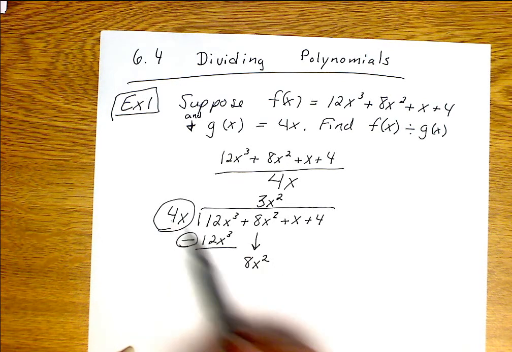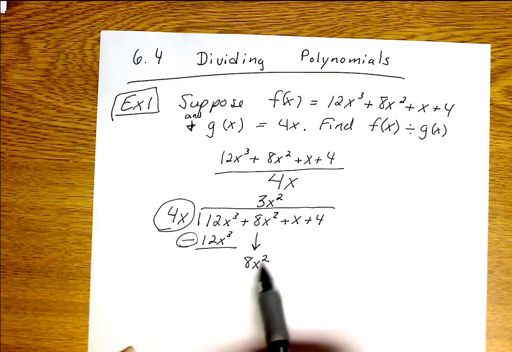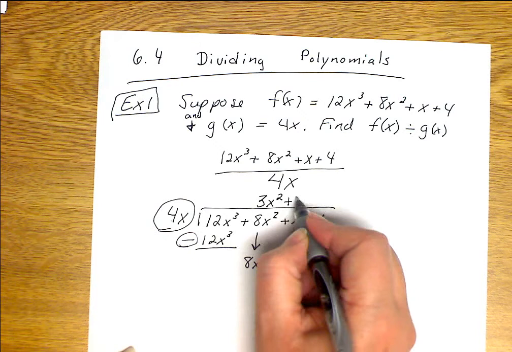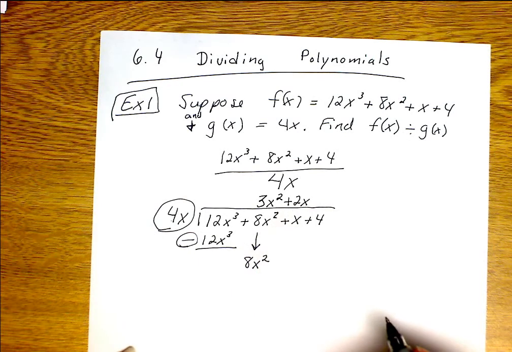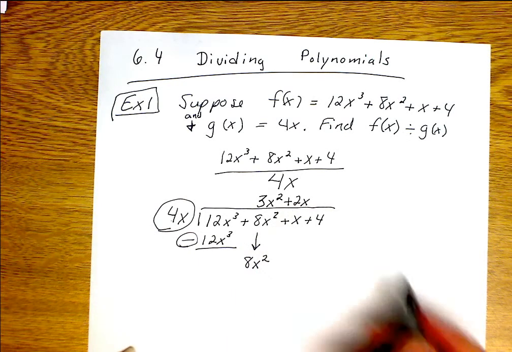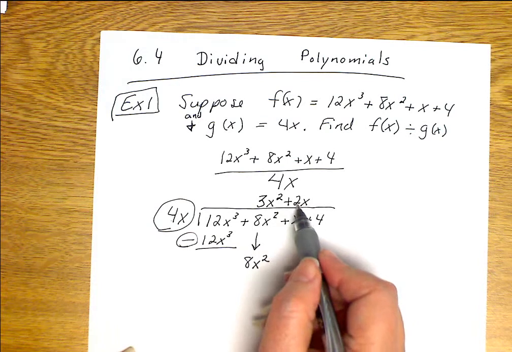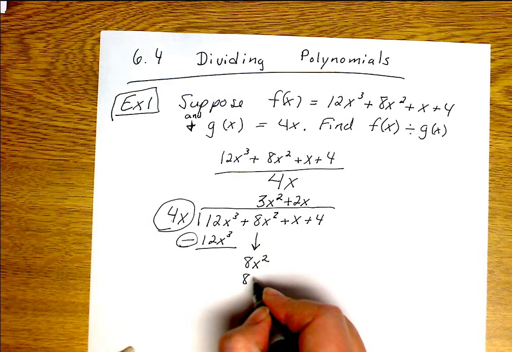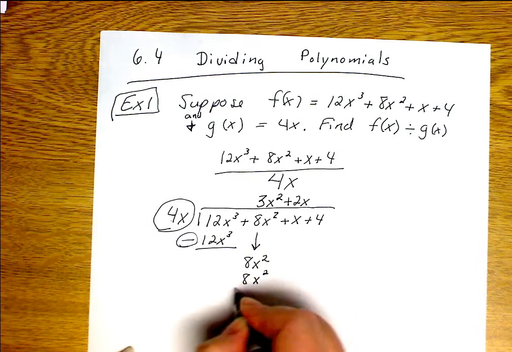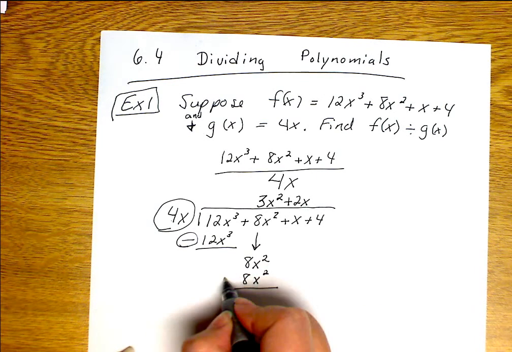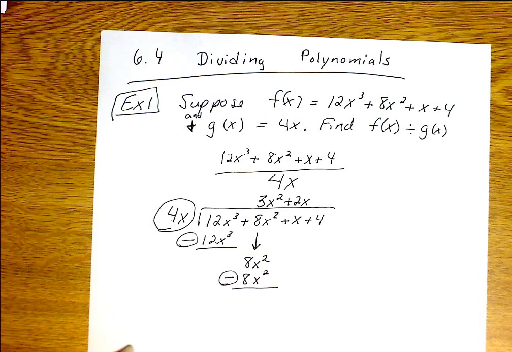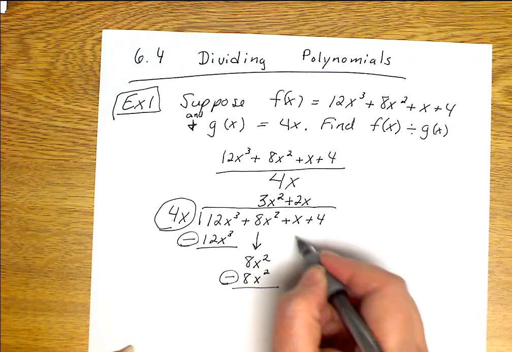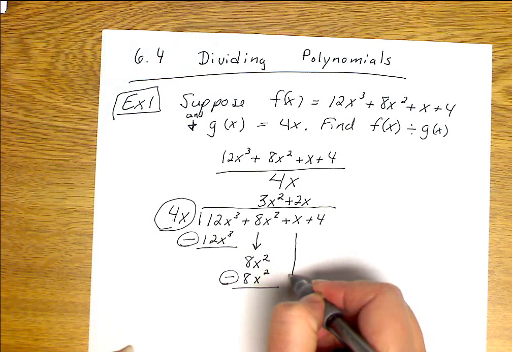4x times what gives me 8x squared? 2x. So you put plus 2x. And 2x times my 4x gives me 8x squared. Remember, you have to change that sign. I'm going to keep making sure you change that sign. So now that's 0. Bringing down our x.